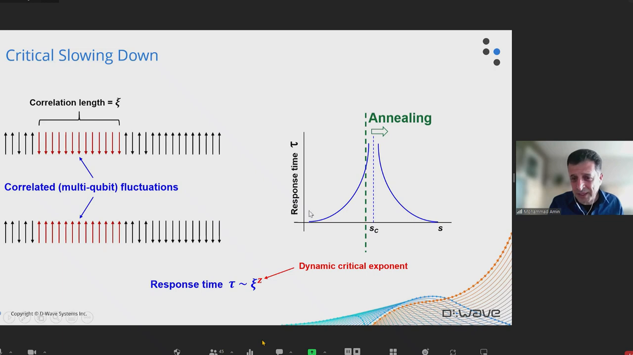And on the right, I'm showing the response time, sometimes called relaxation time, but I'm keeping relaxation for thermal relaxation, because this is not thermal, this is critical relaxation. So you see the relaxation time also grows as you get closer to the critical point, because the correlation length grows. And again, there is a polynomial dependence between the relaxation time, or response time, and the correlation length, with a specific exponent called the dynamic critical exponent. Again, this is also a universal exponent.